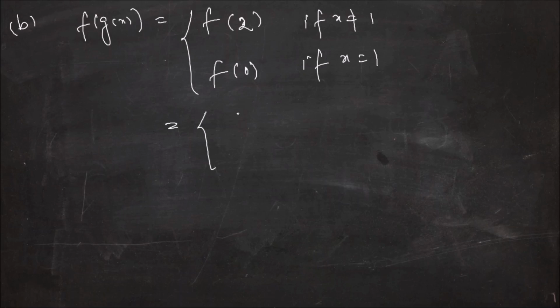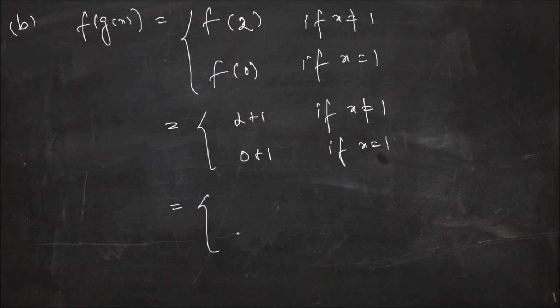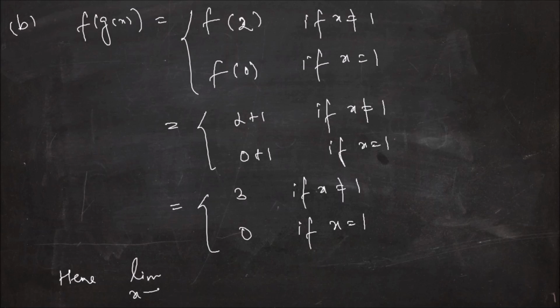and this is 2 plus 1 if x is not equal to 1 and 0 plus 1 if x is equal to 1. So this is 3 if x is not equal to 1 and 1 if x is equal to 1. So here the limit as x tends to 1 of f(g(x)) is equal to 3.